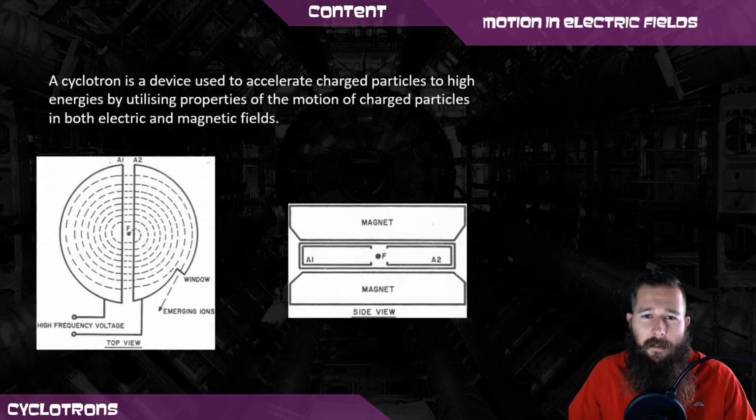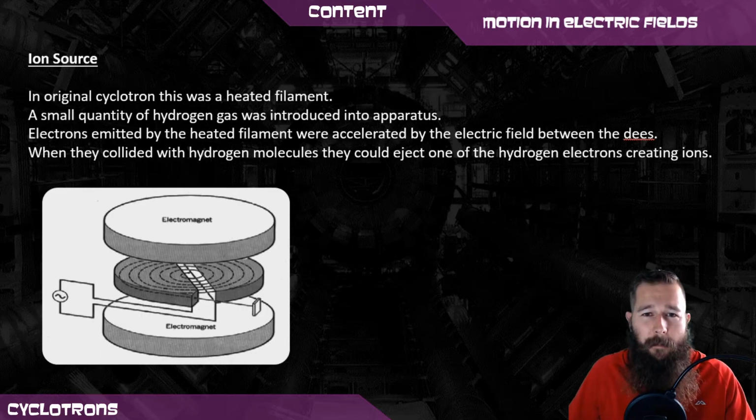So cyclotrons are a device that accelerates particles to high speeds by utilizing electric fields and magnetic fields to get the particles to cross an electric field multiple times to increase its energy each time. And the magnetic field, which we'll learn in a later video, changes the direction of the particle. So that was just a little bit about the operation of a cyclotron, but I want to go through the components of the cyclotron in a little bit more detail.